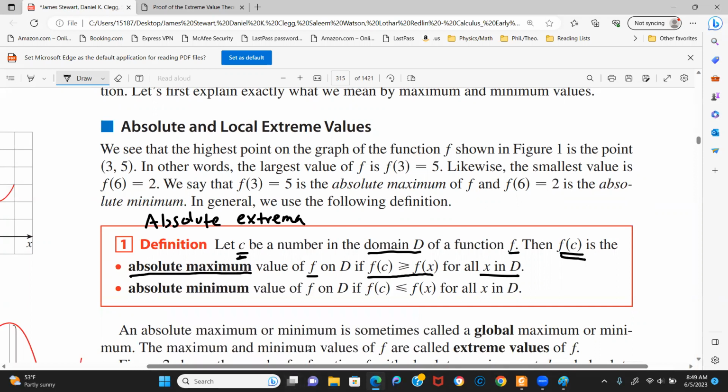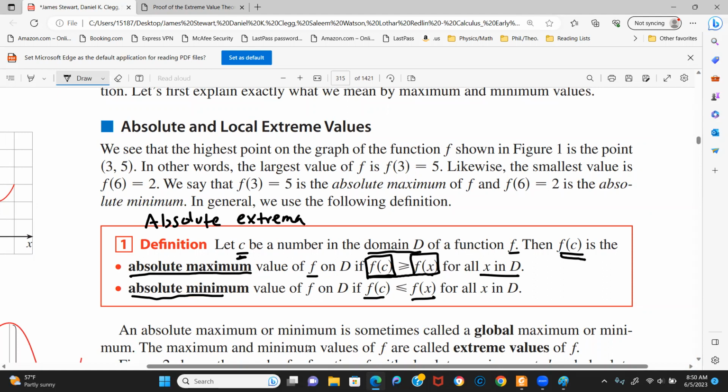Remember, your f value is the output of the function. So it's saying that this particular output, f of c, is bigger than every other output. And then absolute minimum, as you can guess, is pretty straightforward. It's just the dual or the analog, and you just switch the inequality right here. So now it's less than. So this output f of c is less than every other output f of x, and that's for everything in the domain. Your domain could be very large, it could be even the whole real line, and you're saying it's bigger than every value.